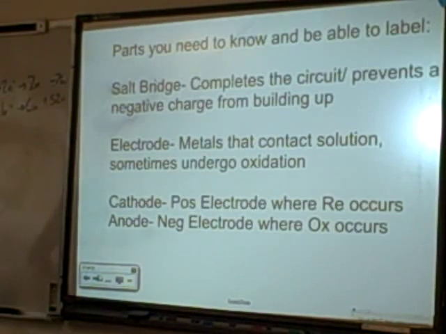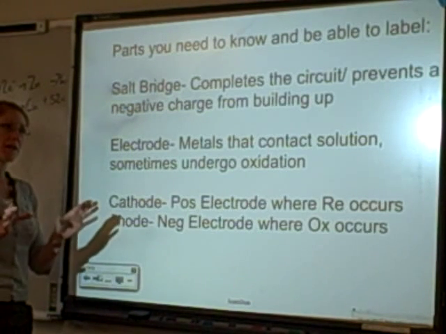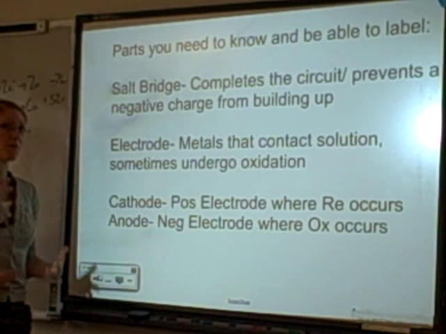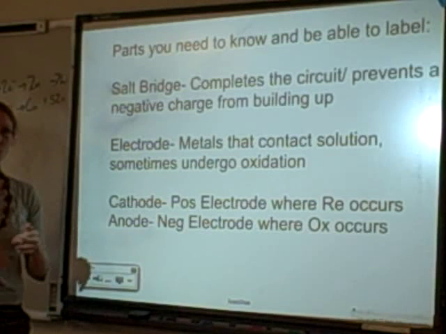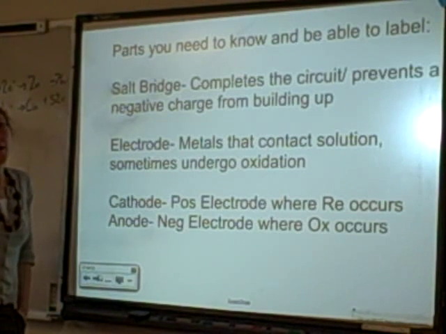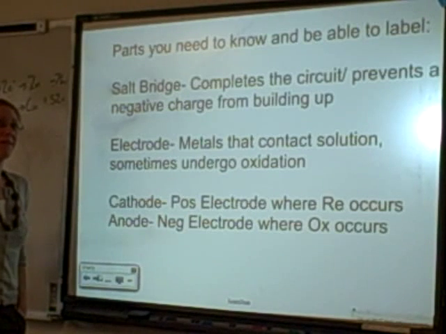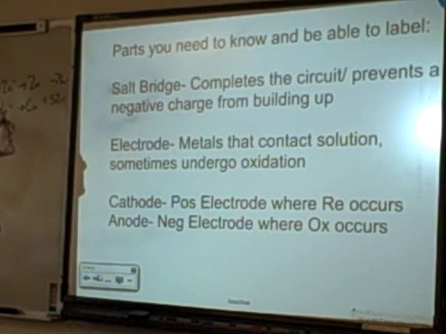So here are your parts. There's a lot of vocabulary. You want to be able to draw the diagram, label the parts, and know what every part does. So I'll give you the names, then we'll look at the cell. I'll tell you what they are as I'm making the cell. And if you forget, you can go back, because this is a video, therefore it can be rewound.